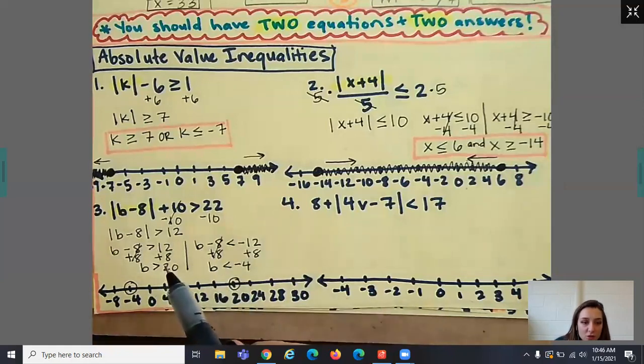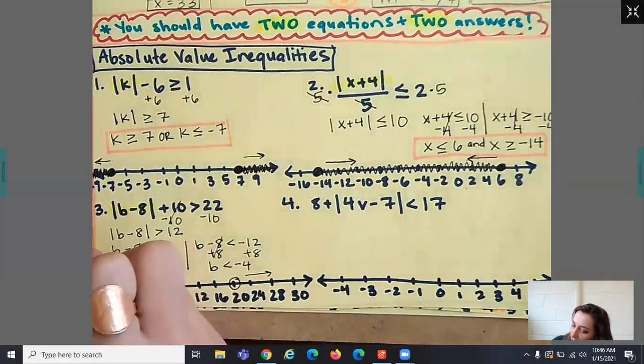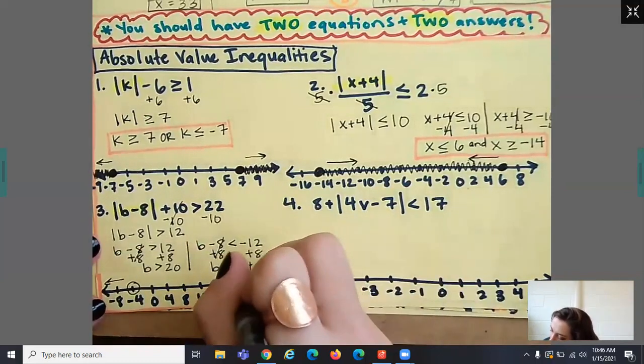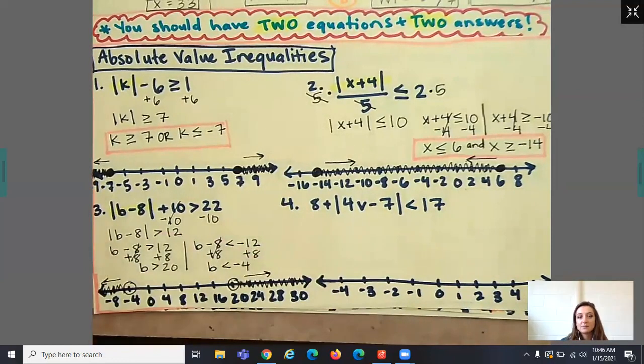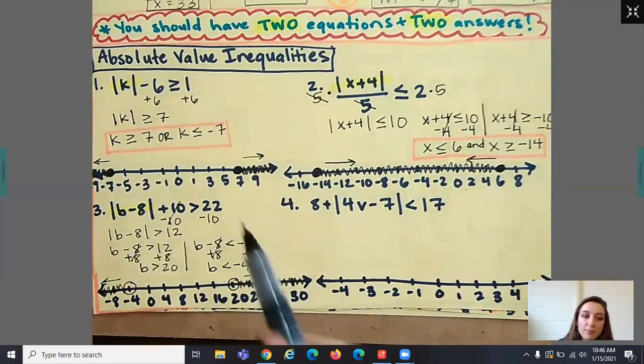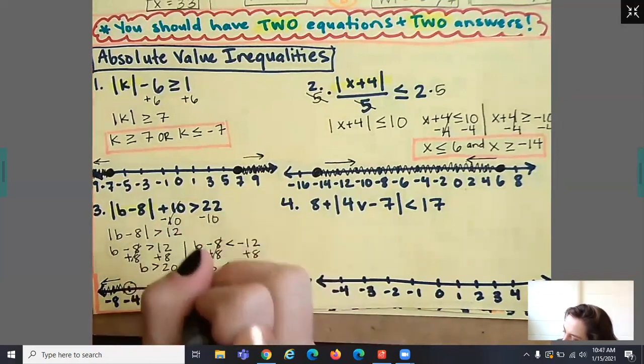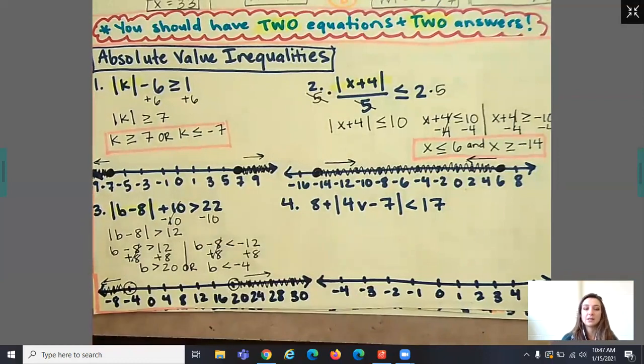Okay, b is greater than 20. In other words, b is bigger than 20. That's why the alligator wants to eat it. So numbers that would make that true are 21, 22, 23, 24. That would be shading in this direction. And the other one, b is less than negative 4. In other words, we want b to be smaller. So that would be negative 5, negative 6, negative 7. So that would be in this direction. And now we can shade. So that's going to be this way and this way. And since we do have this big gap in the middle, that means that there's an or between these two. So this means b is greater than 20 or b is less than negative 4.